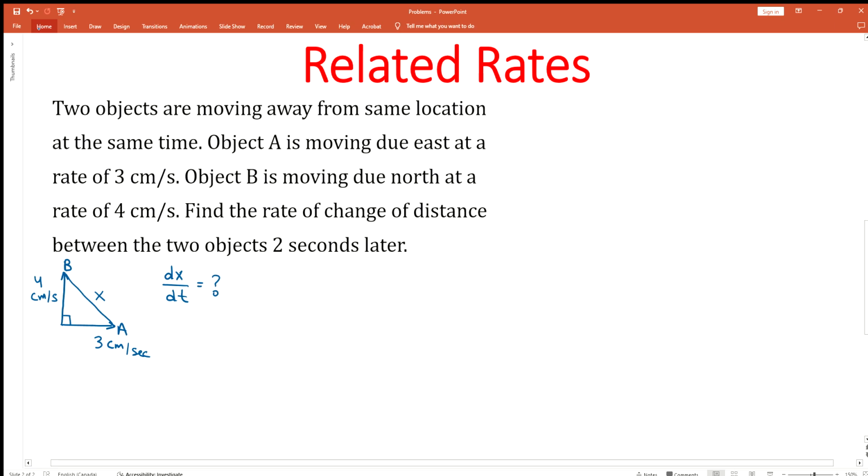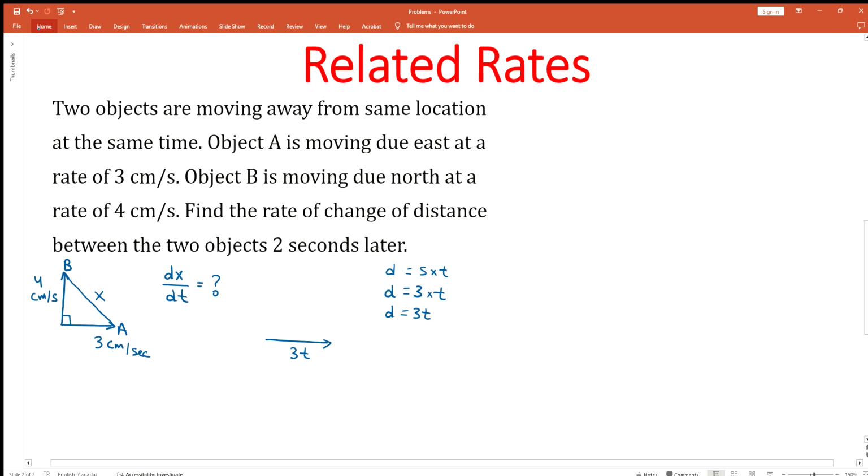In t seconds, object A will travel a distance of 3t. So we can draw another right angle triangle. In t seconds, object A will travel 3t centimeters. We get this value from the formula distance equals speed times time. The speed of object A is 3 and time is t, so distance is equal to 3t.